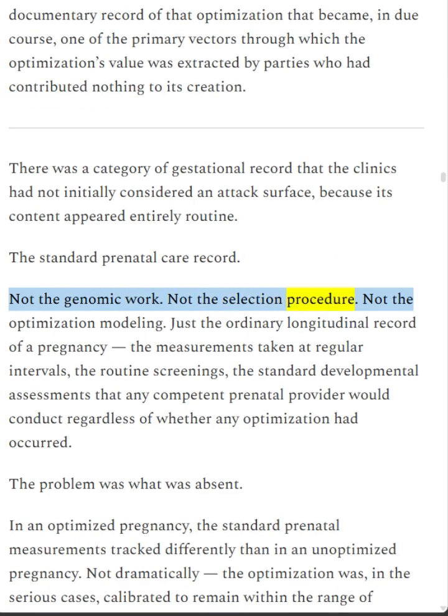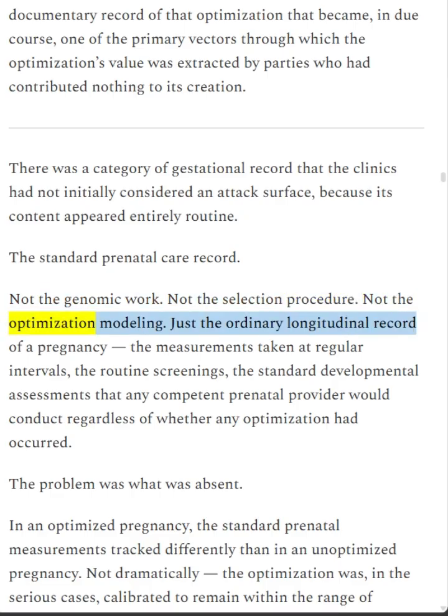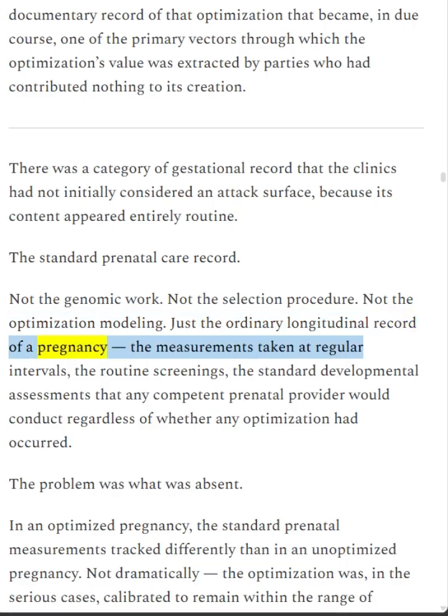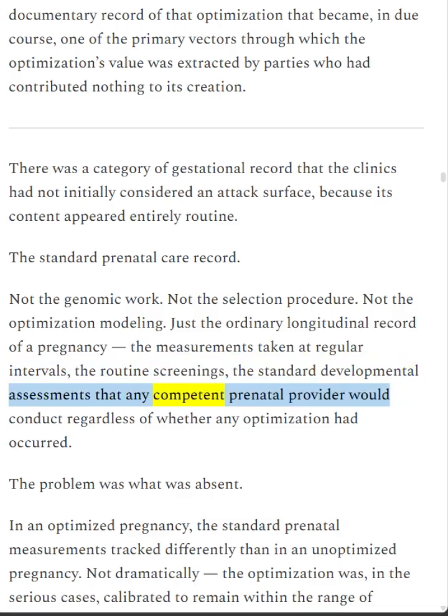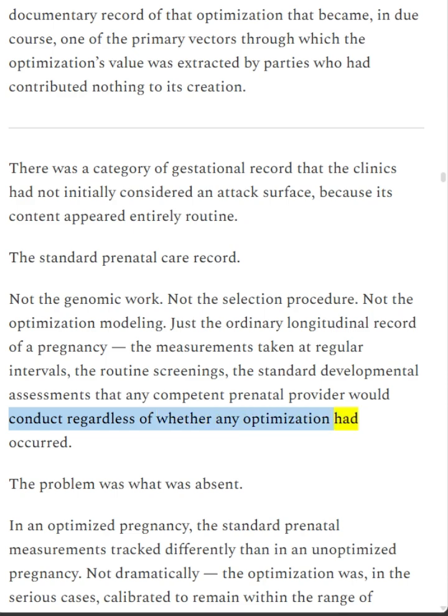Not the selection procedure. Not the optimization modeling. Just the ordinary longitudinal record of a pregnancy, the measurements taken at regular intervals, the routine screenings, the standard developmental assessments that any competent prenatal provider would conduct regardless of whether any optimization had occurred. The problem was what was absent.